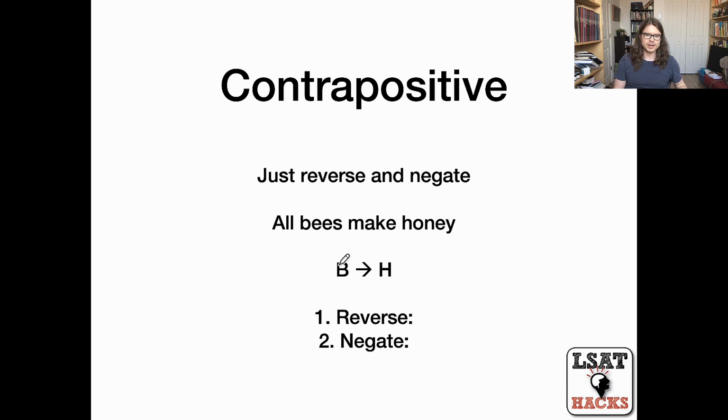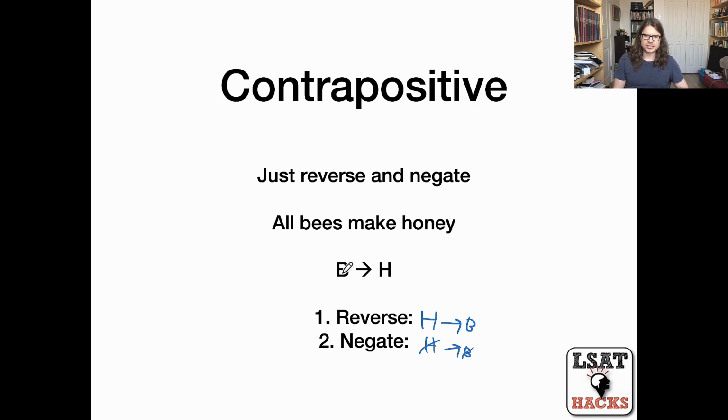So if we have all bees make honey, B arrow H, reverse it, negate it. Simple as that. That's the contrapositive. I'm confident everybody listening to this can take a contrapositive once you can draw a conditional statement. Just do a bunch of these, and it'll become second nature.